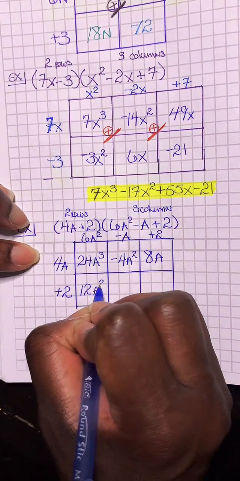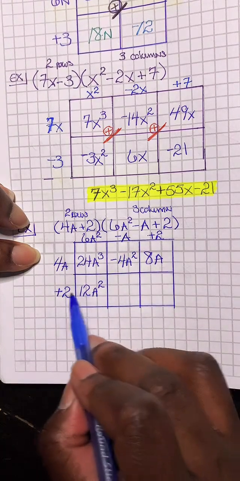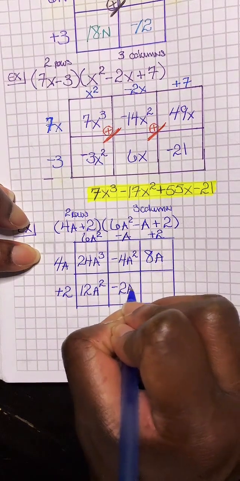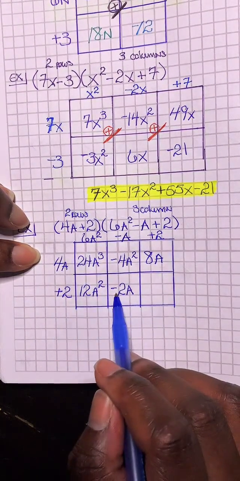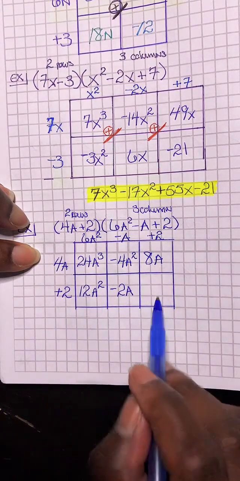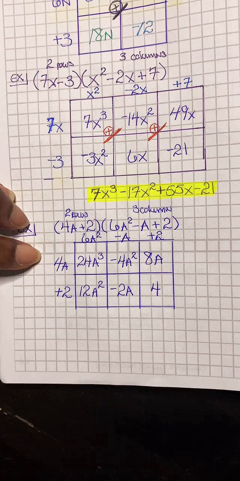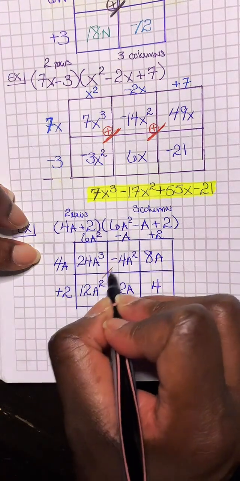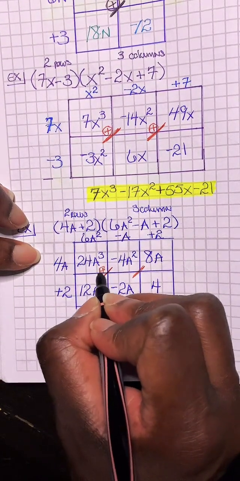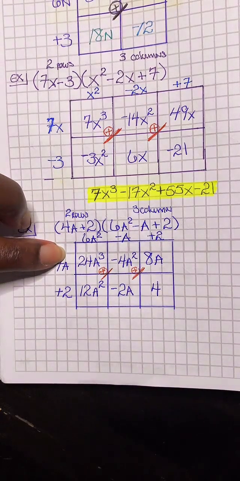To fill this box, I'm multiplying 6a squared and 2, which gives me a 12a squared. To fill this box is a negative a and 2, which gives me a negative 2a, because remember, a negative times a positive gives me negative. And to fill this box is 2 times 2, which gives me a positive 4. Then on the diagonal, we have our like terms.